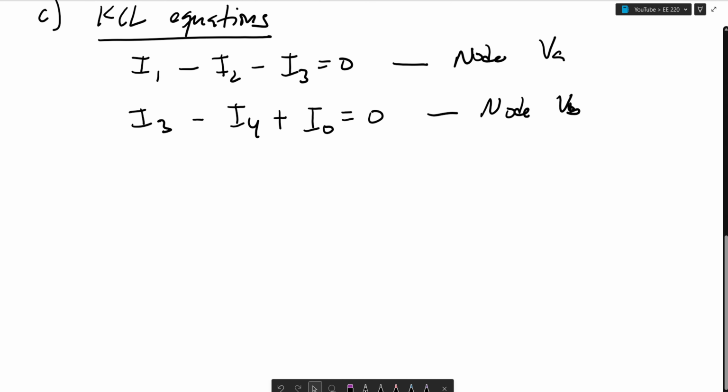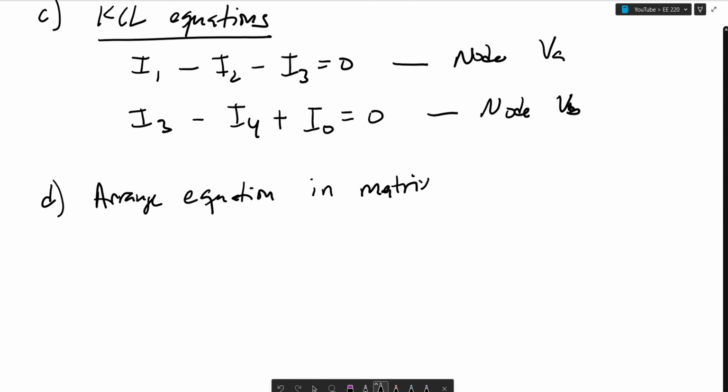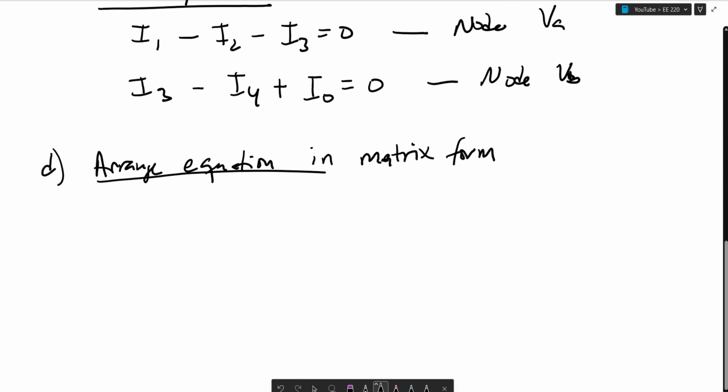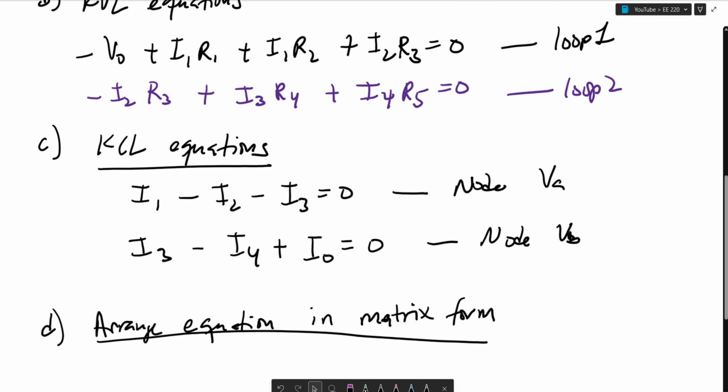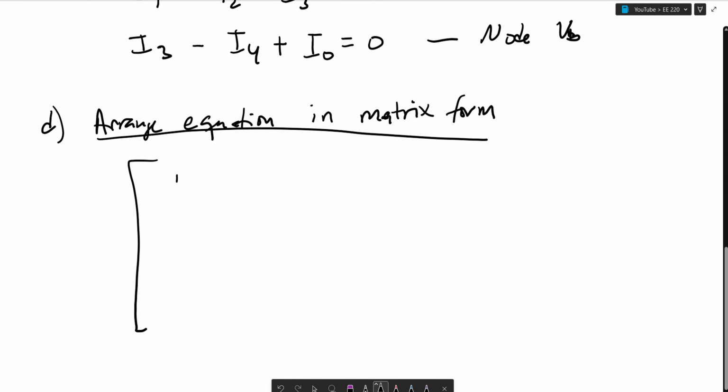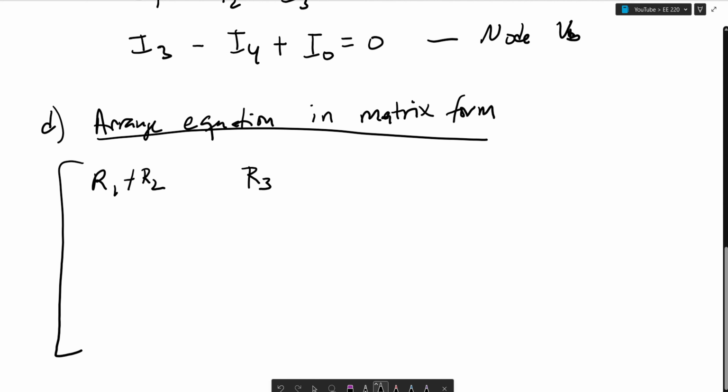So now what we can do is we can rearrange this into a matrix form that says rearrange equations in matrix form. And essentially what happens is we can write 4 equations in respect to 4 unknowns and have an output. So we can write that R1 plus R2, R3, 0 and 0. Let me space this a little bit better and use the entire page. R1 plus R2, R3, 0 and 0.